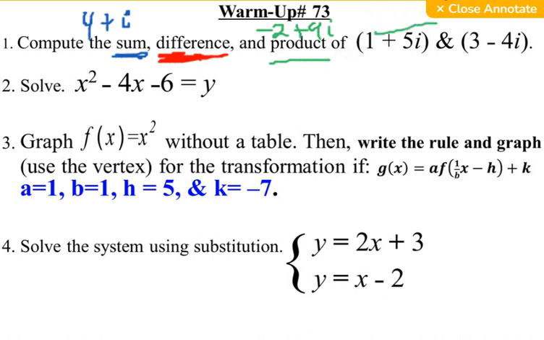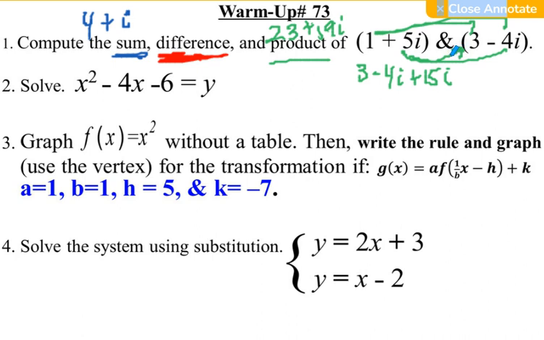Let's double check that. 1 times 3, that's 3. Product. 23 plus what? 19i. Let's double check. 1 times 3 is 3. 1 times negative 4 is negative 4i. 5i times 3, that's 15i. And 5i times negative 4i, that's negative 20i squared.